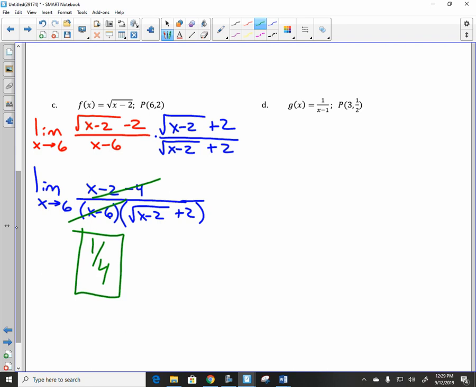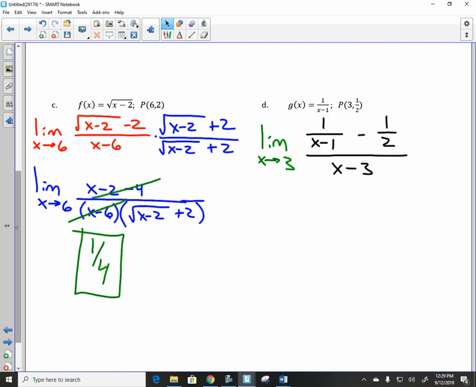Okay. All right, last one. Limit as x goes to 3 of... again, I always think it's interesting. Every time you do this, you always get 0 over 0. Plug in that 3, you get 1 over 2 minus 1 over 2, which is 0 on the top. You get 0 on the bottom. It's always 0 over 0, which is an indeterminate value.